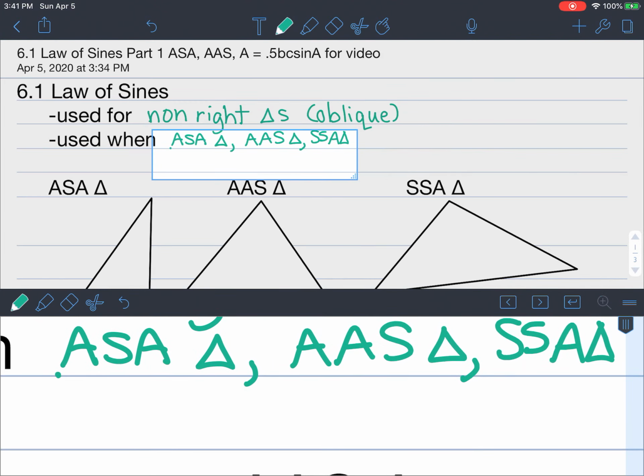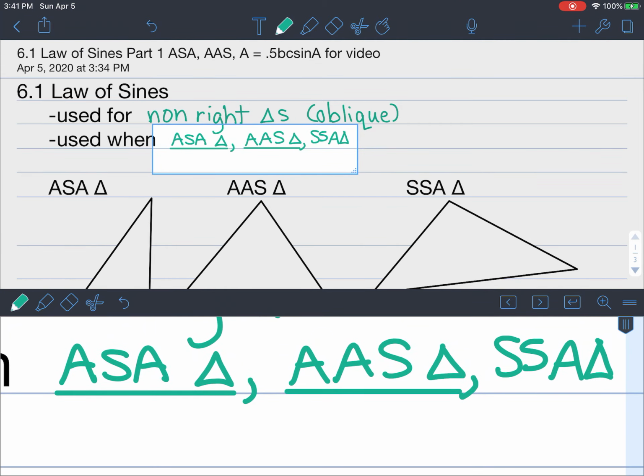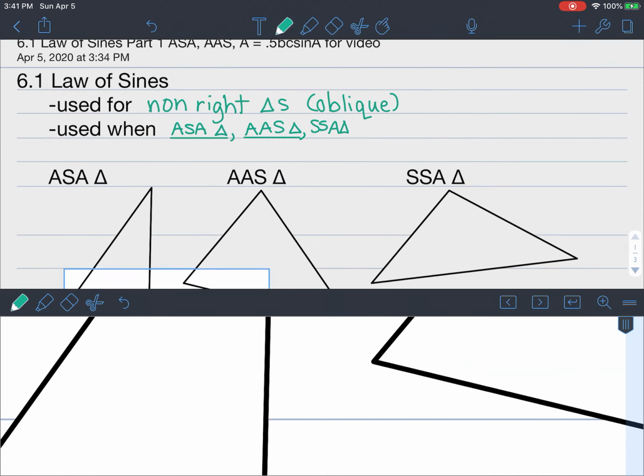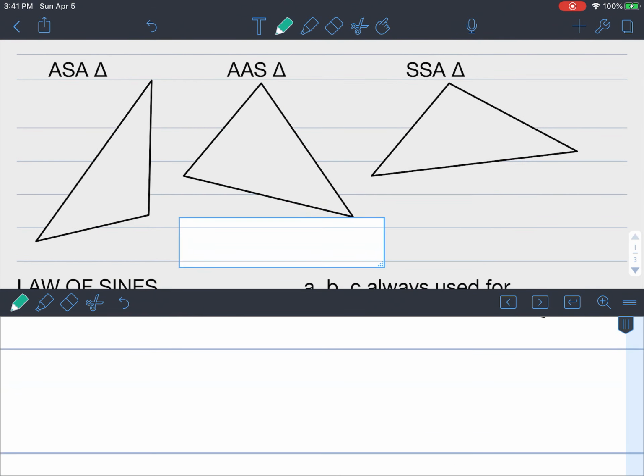Today we're just going to talk about the ASA triangle and the AAS triangle. The SSA triangle is a bit of a longer process, so we're going to save that for another day. So let's talk about what an ASA, an AAS, and an SSA triangle look like. Like, what are they talking about?